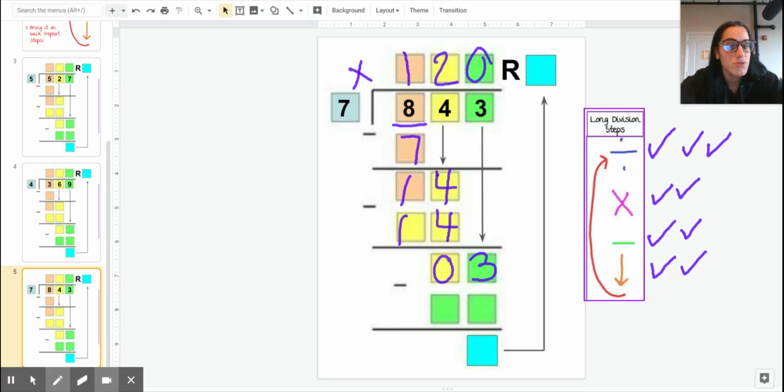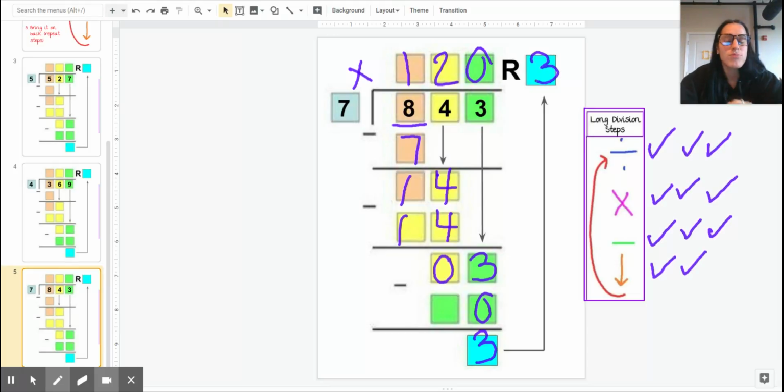My next step is to multiply. 7 times 0 is 0. So I'm going to put my 0. Check off that we have multiplied. Now my next step is to subtract. 3 minus 0 gives me 3. I'm going to check off that we've subtracted. Our next step is to bring it on down, but I don't have anything else to bring down, so I am all done. So that means that 3 is our remainder.